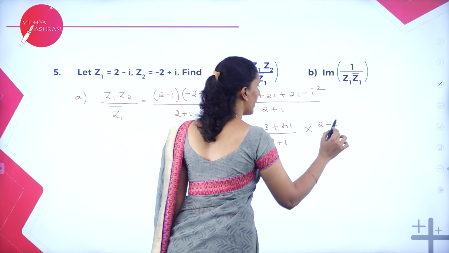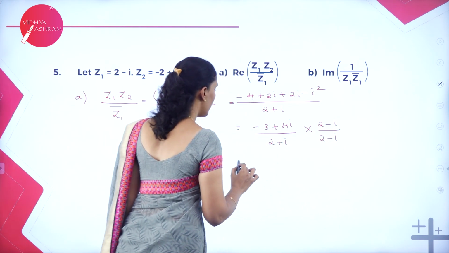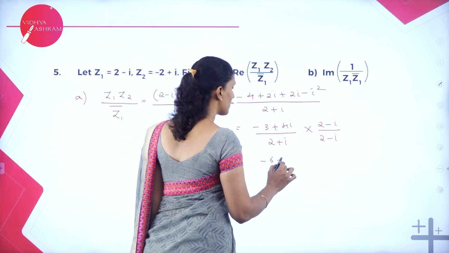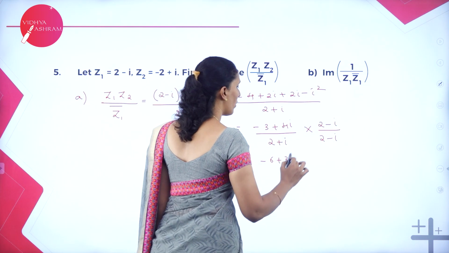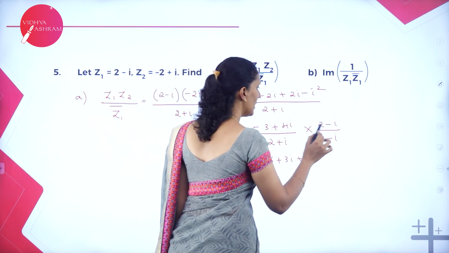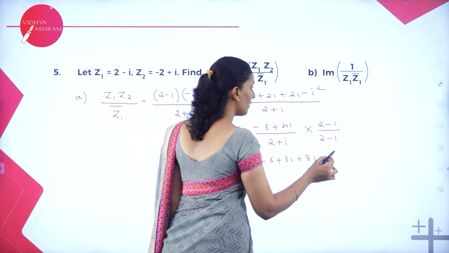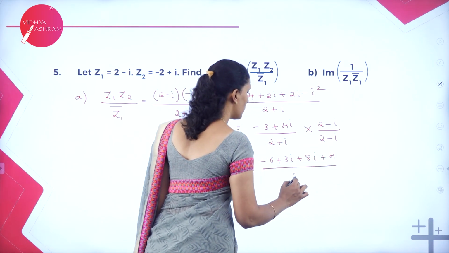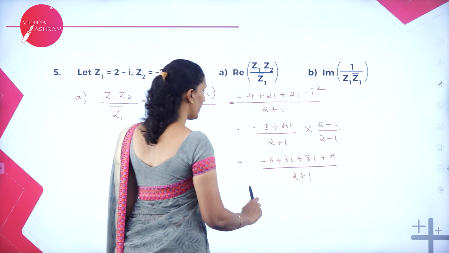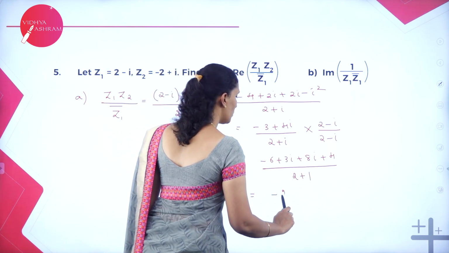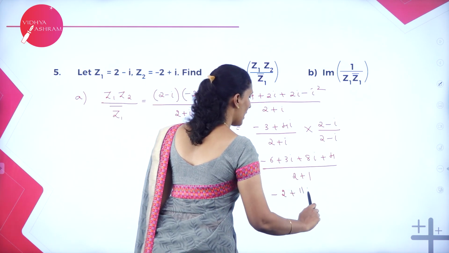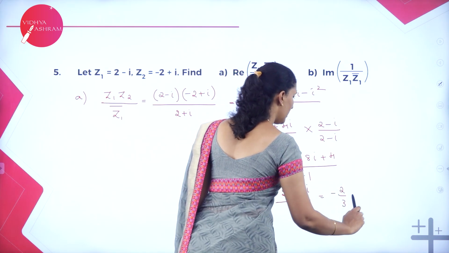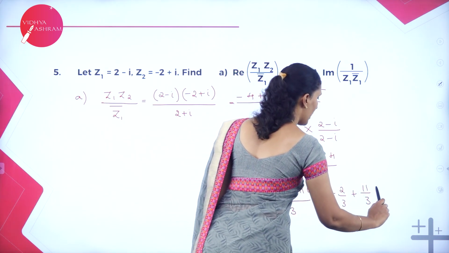Multiply with the conjugate. So again we have −3 into (2 − i), which is −6 + 3i. Next 4i we have plus 8i, minus i² we will get, which becomes plus 4, whole divided by 2² + 1². Next we have this as (−2 + 11i)/3, which can be written as −2/3 + 11/3 i.